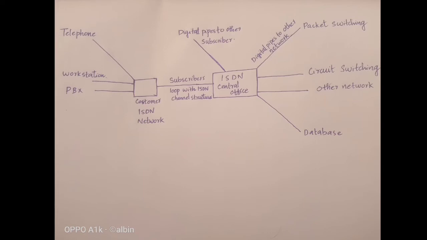This is the ISDN services flowchart. The customer networks are PBX, workstation, telephone. There is a subscriber loop with ISDN channel structure. The main component is the ISDN central office, and digital pipes to other networks: packet switching, circuit switching, other networks, database, etc.